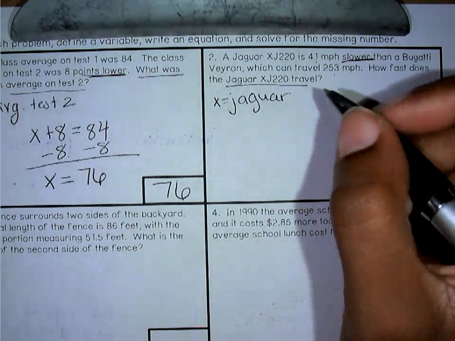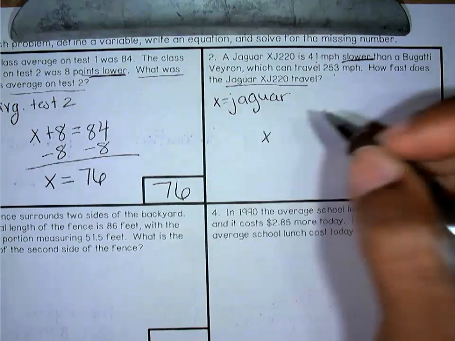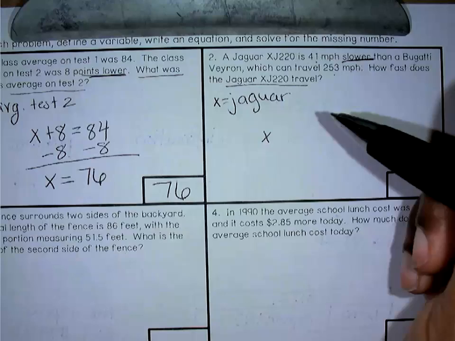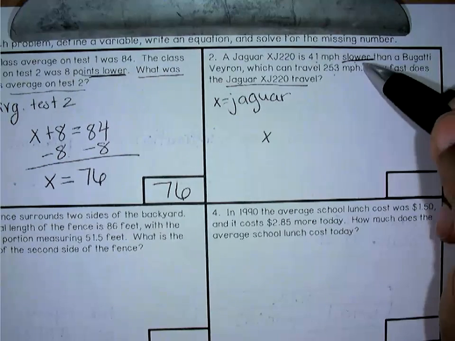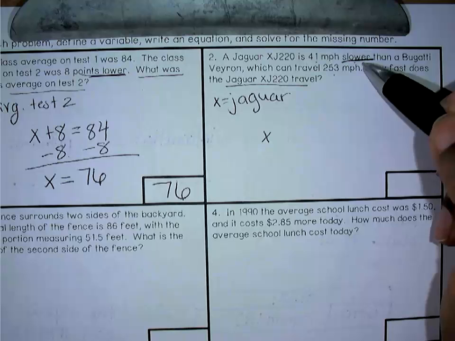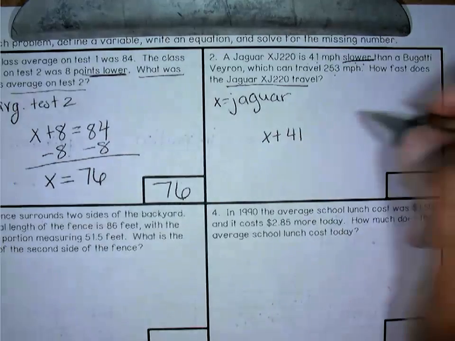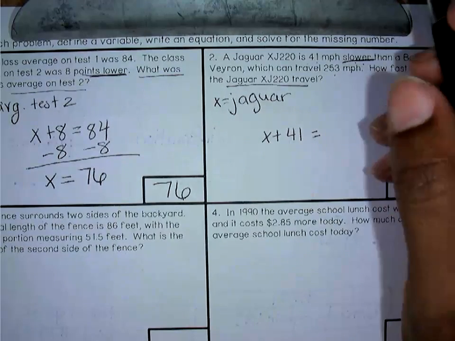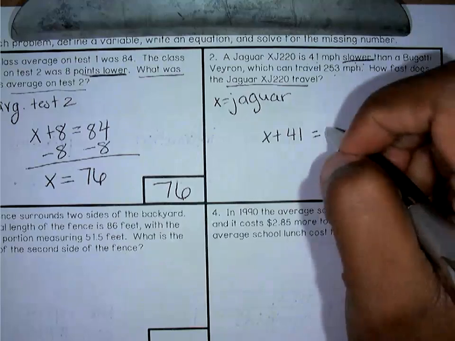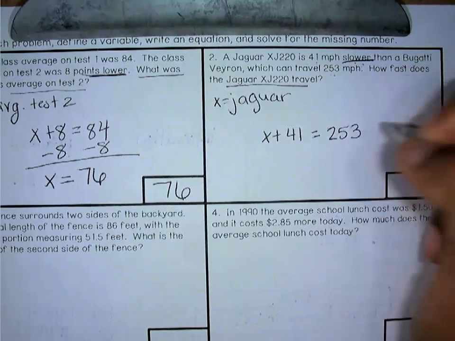we have x. Now, since it's slower, remember, sorry guys, since it's slower, that means technically you would be subtracting it. So now we have to think the opposite to get that. You know that it's going to be 41 miles per hour greater than what we're looking for. And we already know that the Bugatti travels 253.